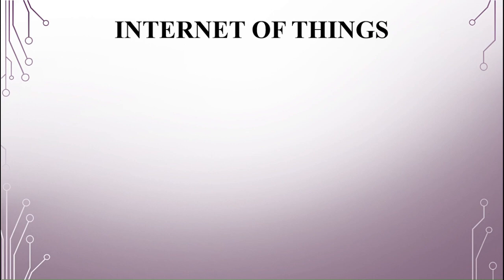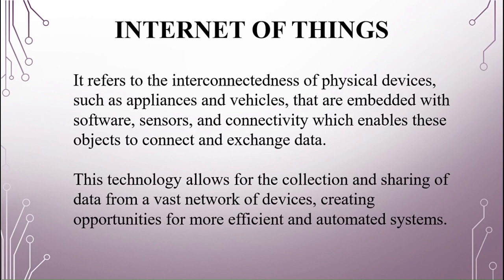Then we have Internet of Things. The basic definition is the interconnection of physical devices, which includes anything like a car to a mobile app, or a door, or lights, or anything inside the home that can be interconnected with each other and can be operated using a mobile app.